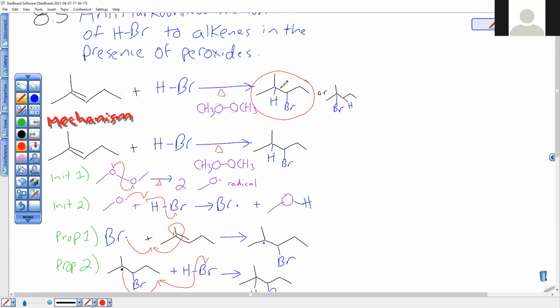Is it because of the anti-Markovnikov, or is it because this mechanism needs to generate in propagation 1, this is the key here, a carbon radical? And if you would put the Br on the other carbon, I don't want you to put it on the test, not Br here, because that would have put the radical there, and that's just not as stable. Secondary radicals have less hyperconjugation than a tertiary radical.